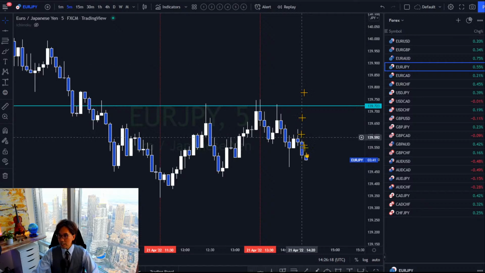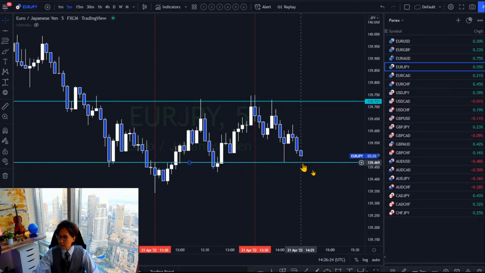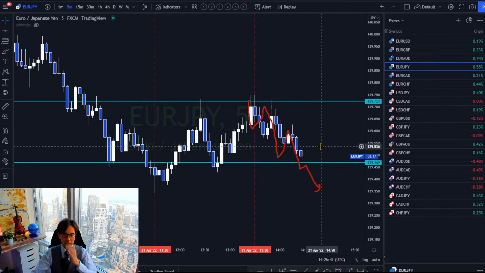So looks like right now it's going down. So once it breaks this level, 139.469 in the 5 minute, then the reverse in the wave is consecutive in the 5 minute. So it may continue going down this way. So this is not a good time to buy. I hope that makes sense.